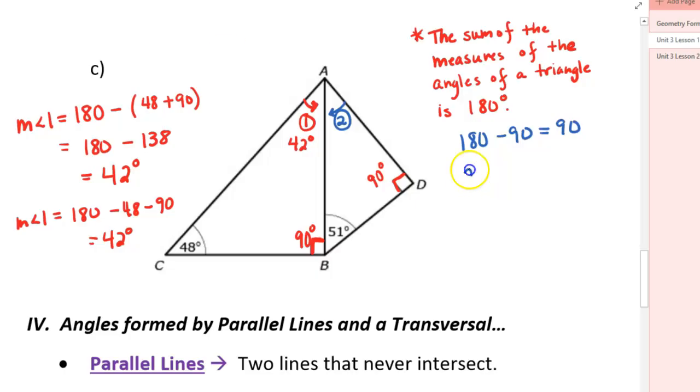So I can take 90 and subtract 51, and that will also give me the measure of angle 2. 90 minus 51 gives me 39. So the measure of angle 2 is 39 degrees. I could have done this as well, but when you have a right triangle, this might save you one subtraction. But either way will give you the right answer, and it doesn't matter to me which way you work it.